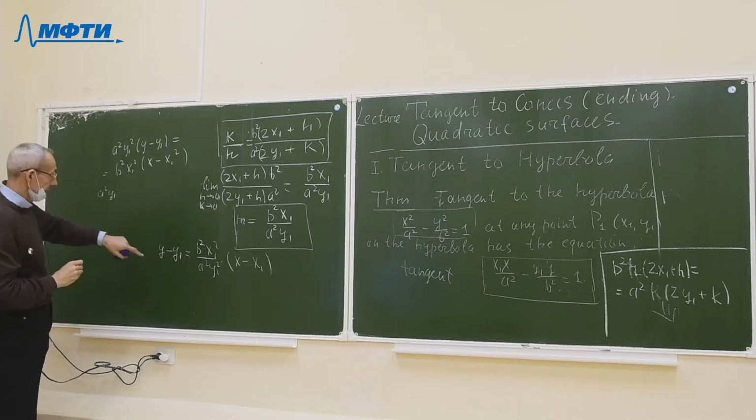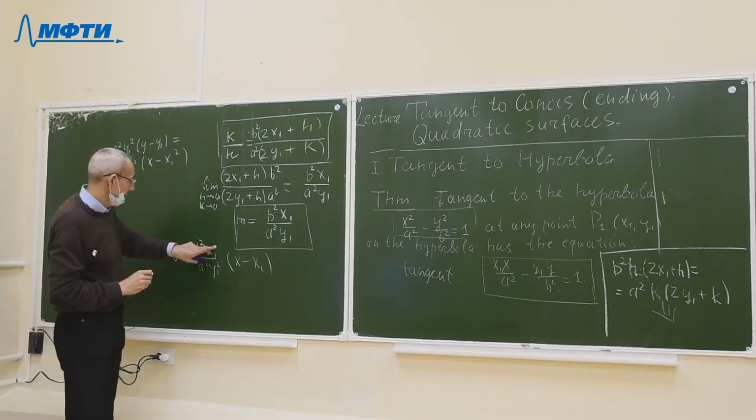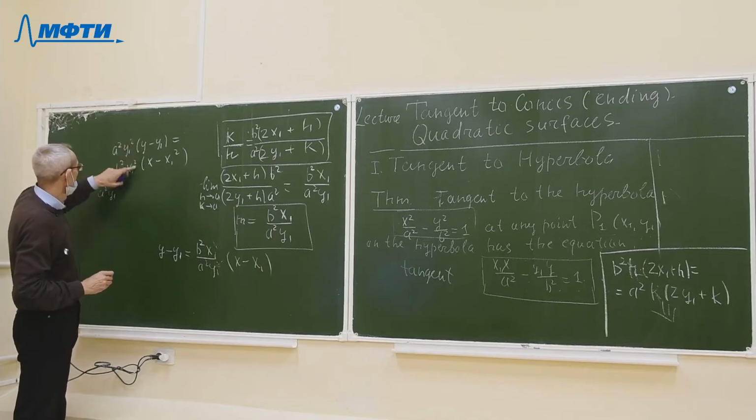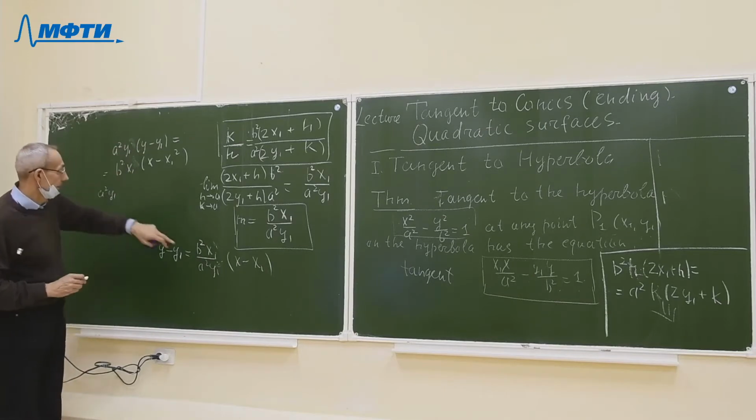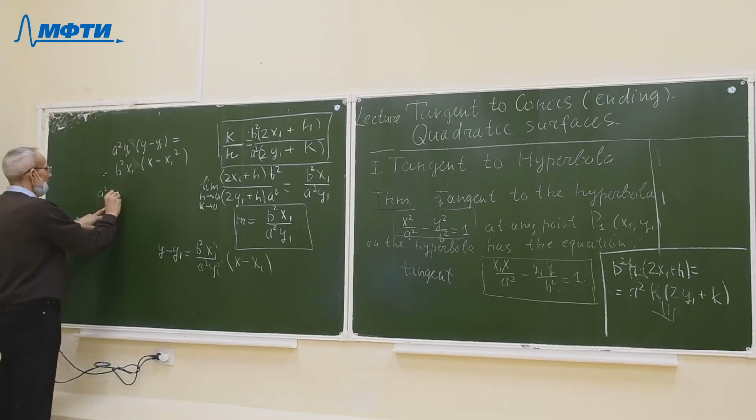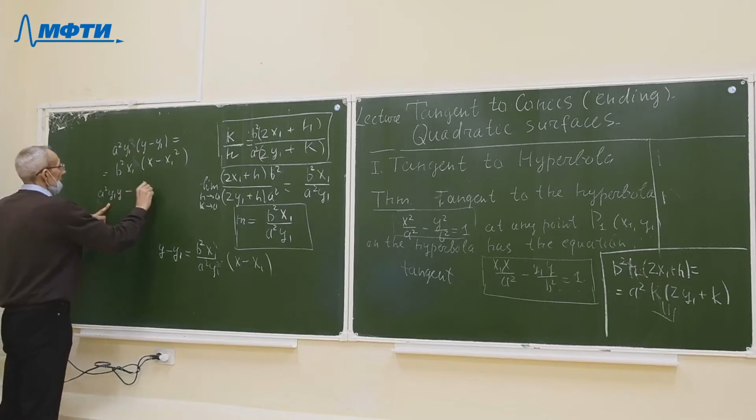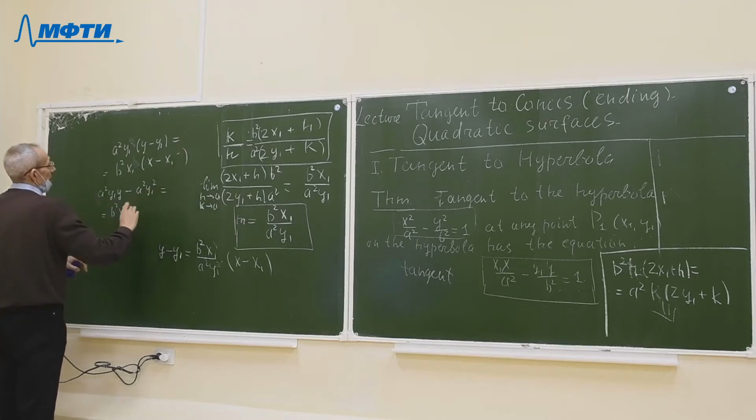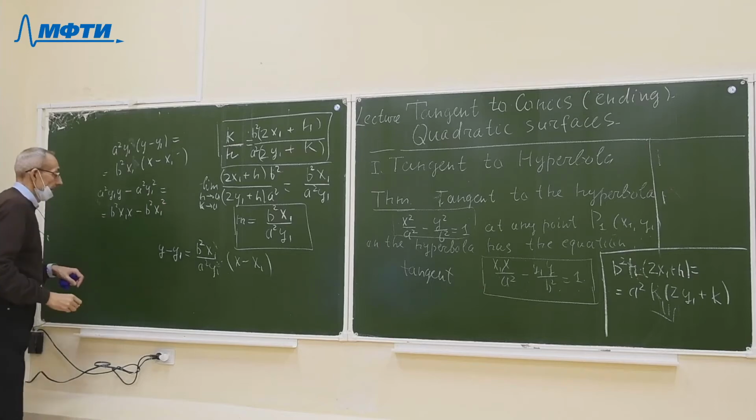I'm sorry, without square. Excuse me, without square. We obtain the following equality: a square y1 y minus a square y1 square is equal to b square x1 x minus b square x1 square.